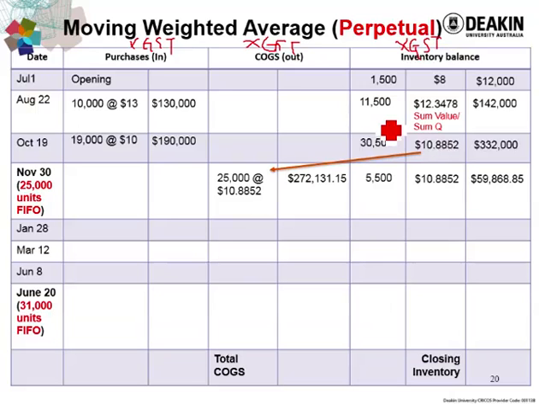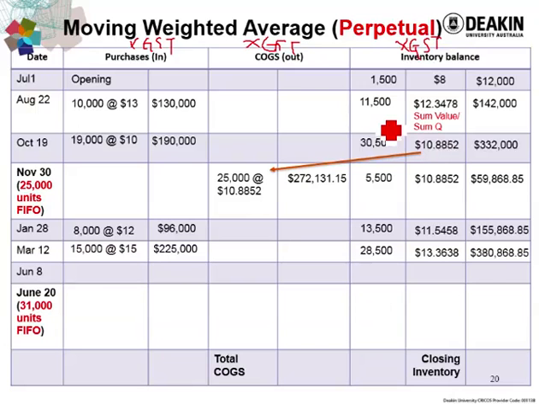Then on 28 January, 12th March and 8th of June, we make another 3 purchases: 8,000 units at $12 each, 15,000 units at $15 each, and 6,000 units at $13 each respectively. So we keep recalculating the unit cost at each date, and you find that the unit cost changes from 10.8852 to 11.5458, to 13.3638, and finally to 13.3005.